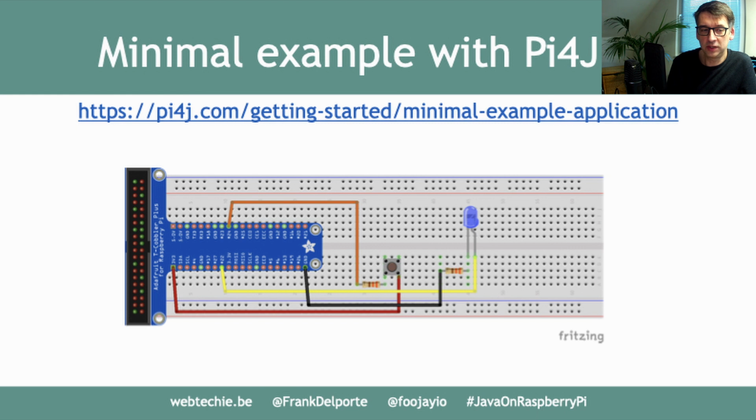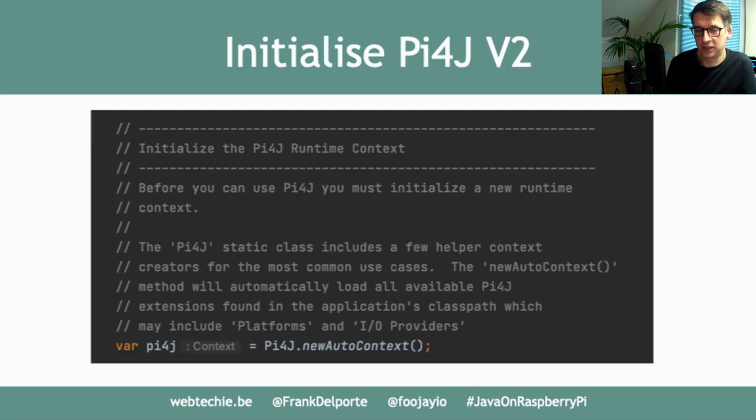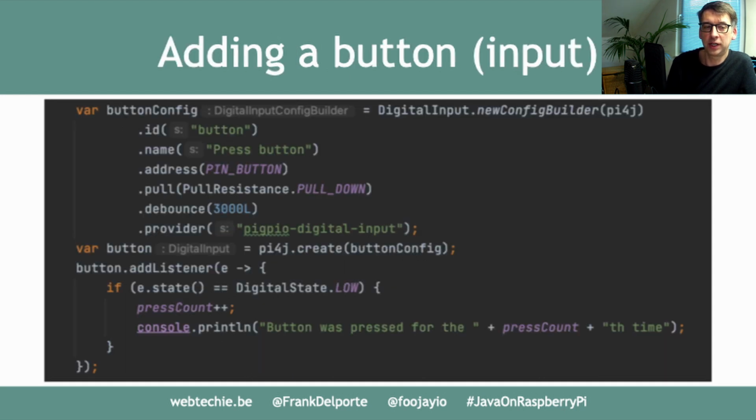Now the code to do this is very minimal because this is Java and we have a library to help us. So we have a context that we need of Pi4J, and as soon as we have that, we can, for instance, configure the button. So configuring a button, it's a digital input. We want to have something read from an input. We define this as a button. We have to give it the address, the pin where the button is connected. And then we can add a listener and react to events which are happening in this listener.